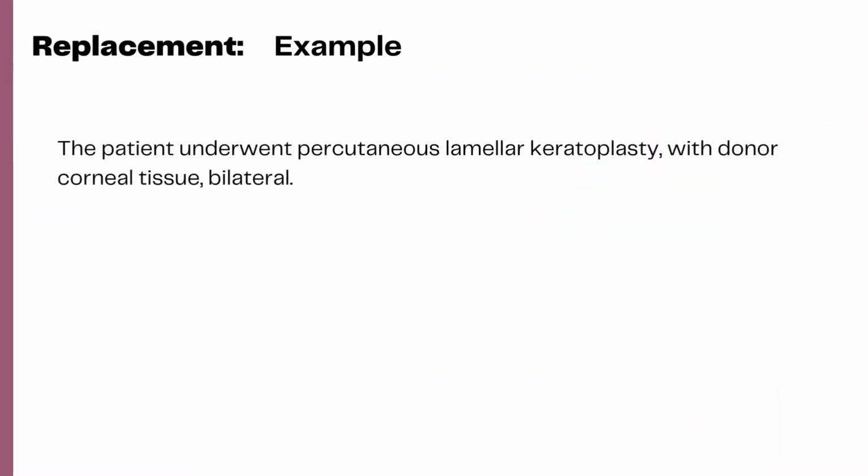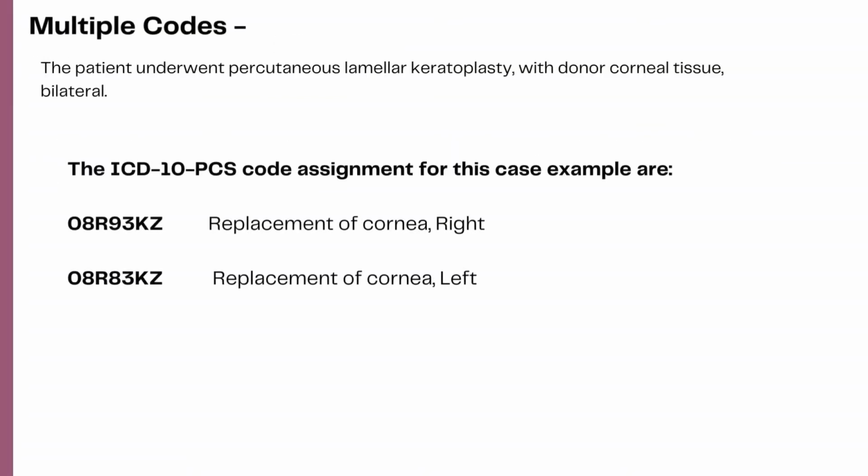Now, this is an example of coding the root operation replacement. The patient underwent percutaneous lamellar keratoplasty with donor corneal tissue bilateral. So, this is a good example where you might need two codes because this is a bilateral procedure.